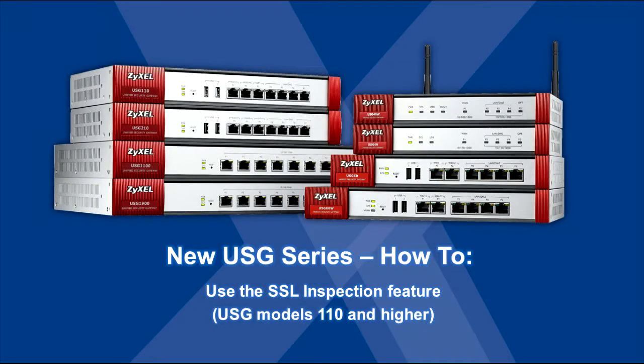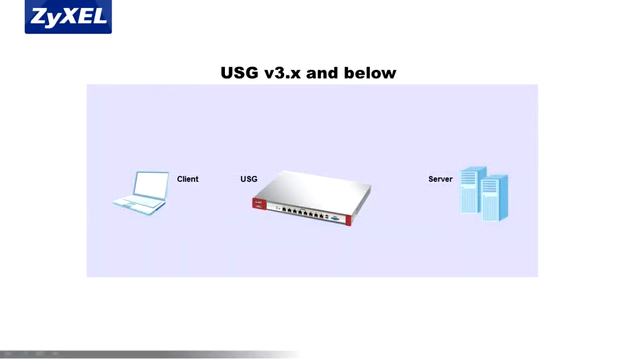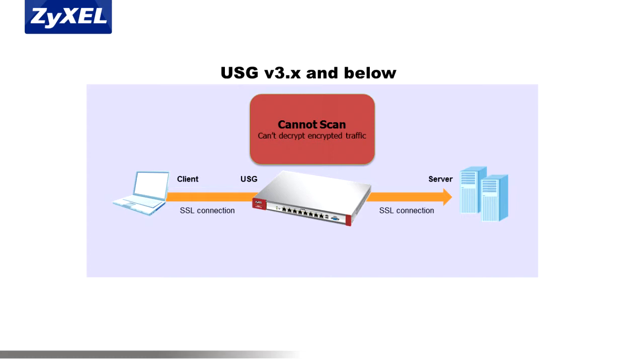In this USG how-to video, we'll discuss SSL inspection, a powerful tool to allow security enforcement on traffic encrypted by local hosts. SSL inspection is supported on USG models 110 and higher. With the previous USG series appliances, content filtering, application patrol, and other services worked only on non-encrypted traffic. In other words, SSL pages using HTTPS like Facebook, Dropbox, and so forth would not be able to be scanned by the USG, making a security loophole that could be exploited by malicious activity or programs.